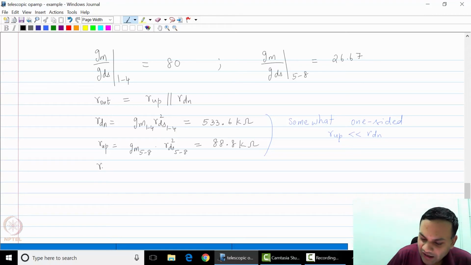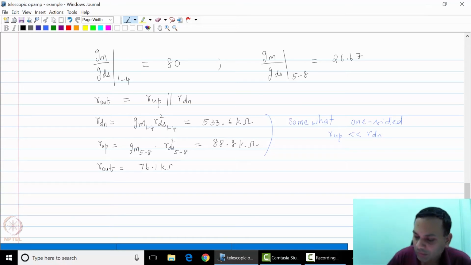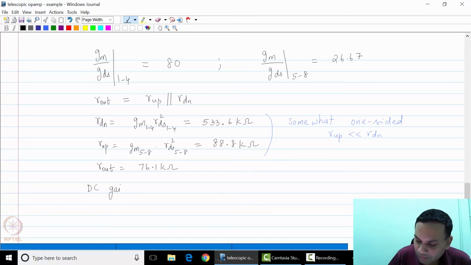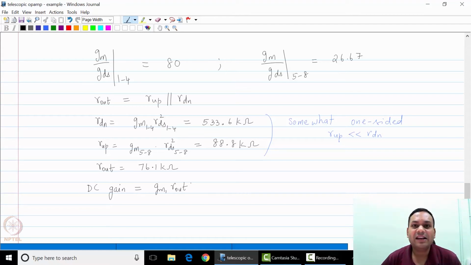So if you were to look at R out, it is R up parallel R down, and that value ends up being 76.1 kilo ohms. Now we are in a position to calculate the DC gain. The DC gain magnitude is GM1 times R out, and this number ends up being approximately 913. This is clearly too low for our design. We are expecting a gain of around 3000.